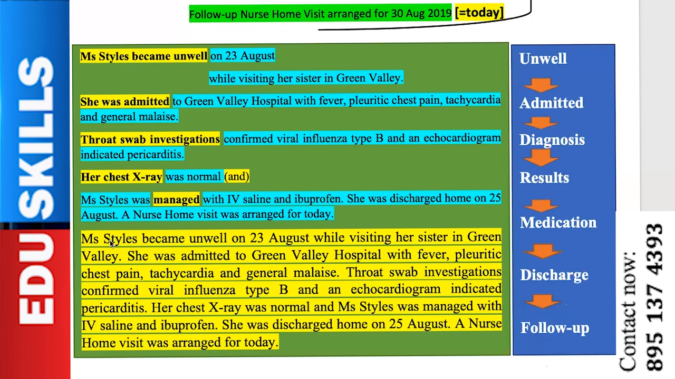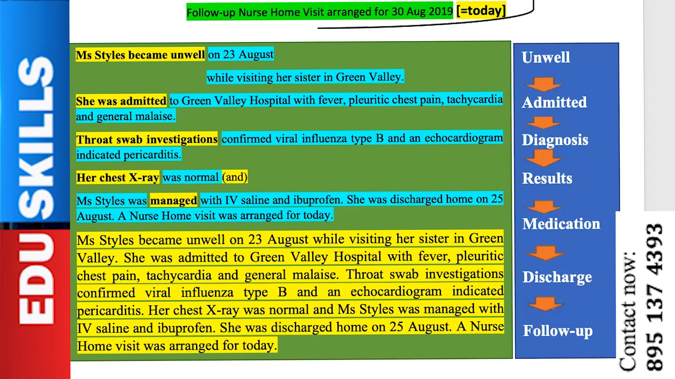Can somebody read this paragraph, Mr. Styles? Ms. Styles became unwell on 23rd August while visiting her sister in Green Valley. She was admitted to Green Valley Hospital with a fever, pleuritic chest pain, tachycardia, and general malaise. Throats of investigations confirmed influenza type B and an echocardiogram indicated pericarditis. Her chest X-ray was normal and Ms. Styles was managed with IV saline and ibuprofen. She was discharged home on 25th August. A nurse home visit was arranged for today.